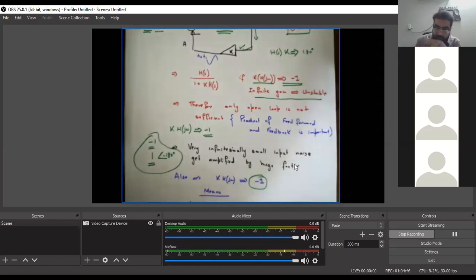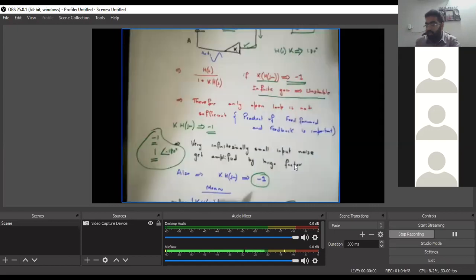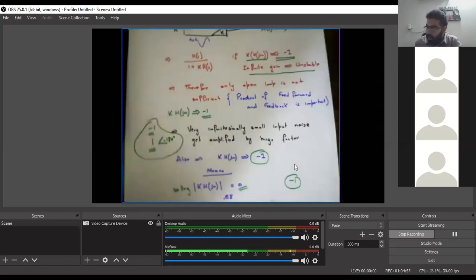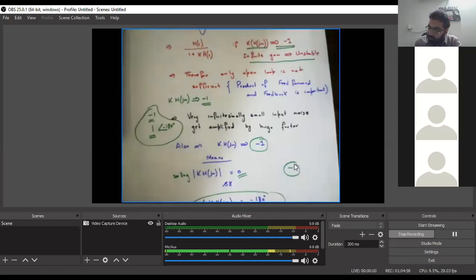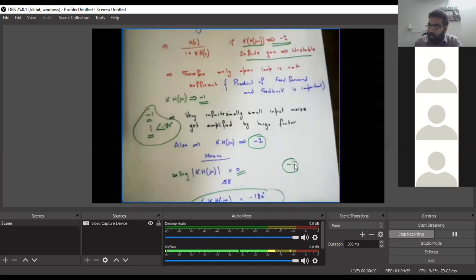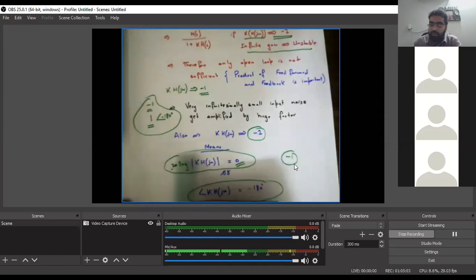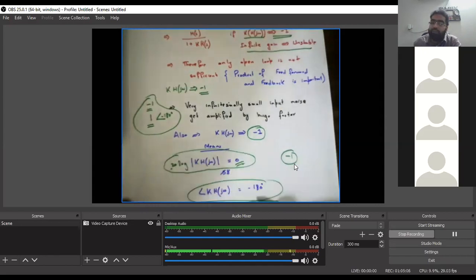So we have some depictions that we might start today or in the next lecture. But at this moment, the condition for stability is this one: the overall magnitude response in dB is going to be 0 and the phase response should be -180 degrees.